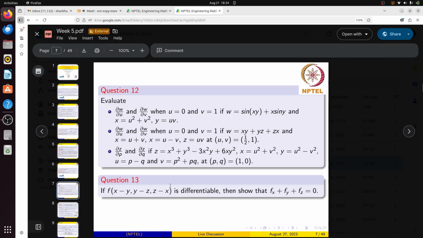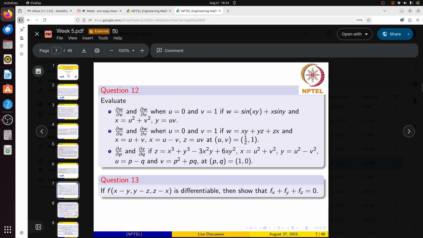Now here are some more applications of the chain rule. Here you need to find del w/del u and del w/del v when u equal to 0 and v equal to 1, and w is equal to x sin xy plus x sin y, where x and y are implicitly dependent upon u and v.